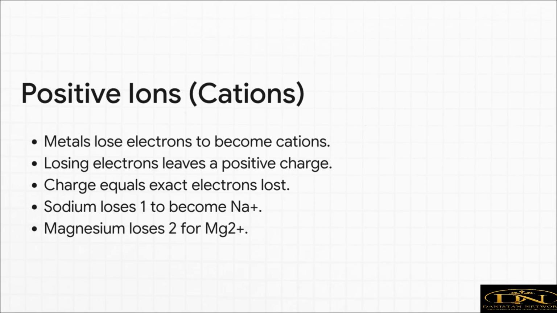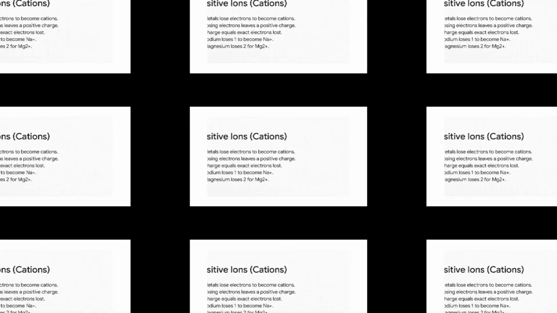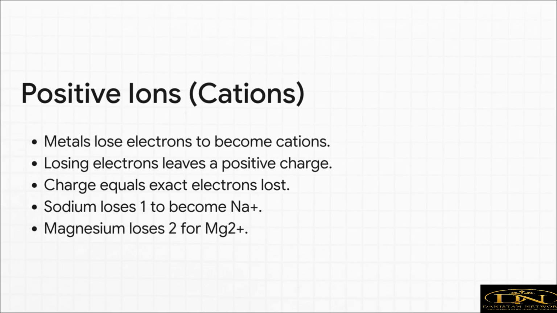Metal atoms are your classic electron losers. So, when a metal like sodium loses an electron, suddenly it has 11 positive protons but only 10 negative electrons. The math is simple, right? It leaves a net positive charge of 1. The magnitude of that charge perfectly mirrors the exact number of electrons lost.